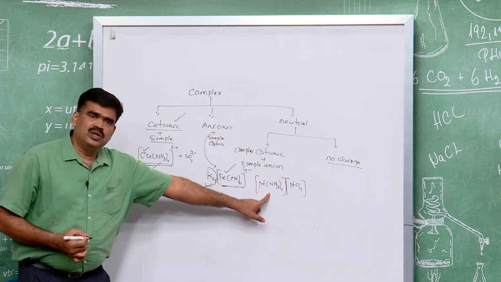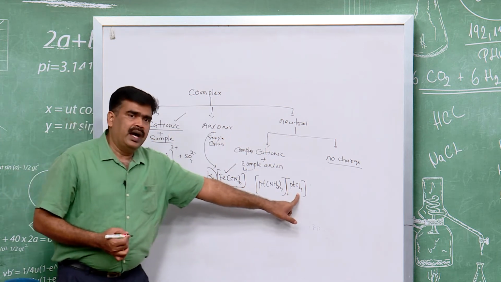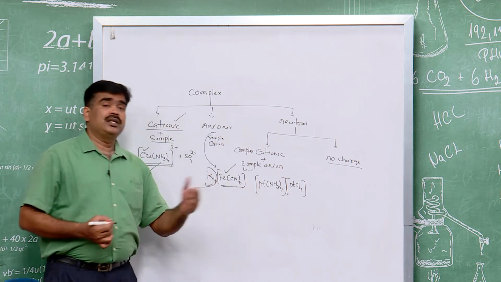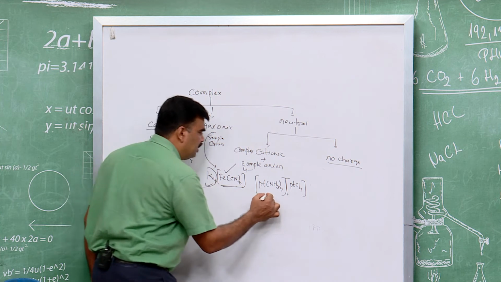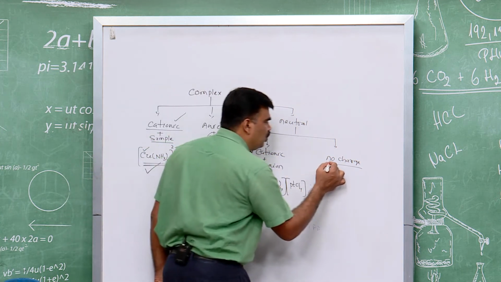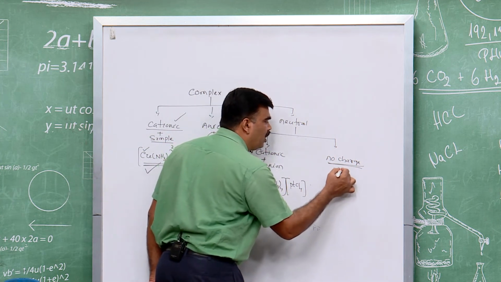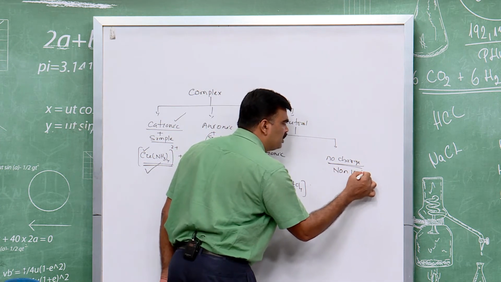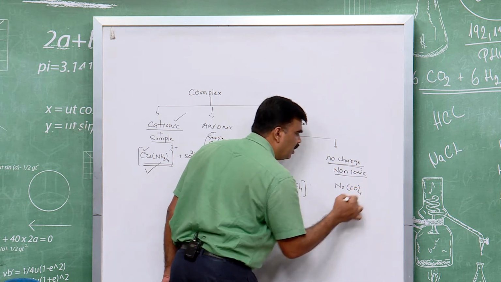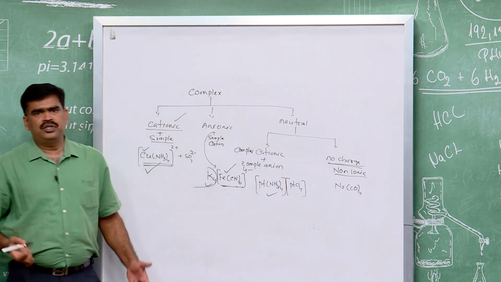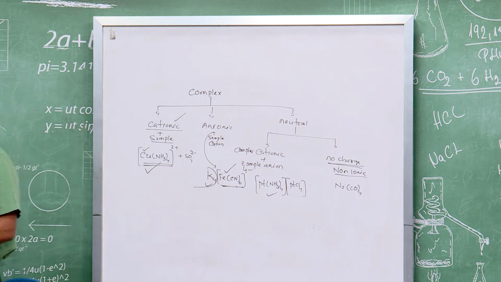a complex cation and the anion part is also complex, both parts are complex. You will see this type of complex also. And there is no charge, meaning non-ionic complex, no charge at all, like nickel carbonyl, neither positive nor negative, nothing. So, these are the 4 different types of complexes you will be studying in detail, right.